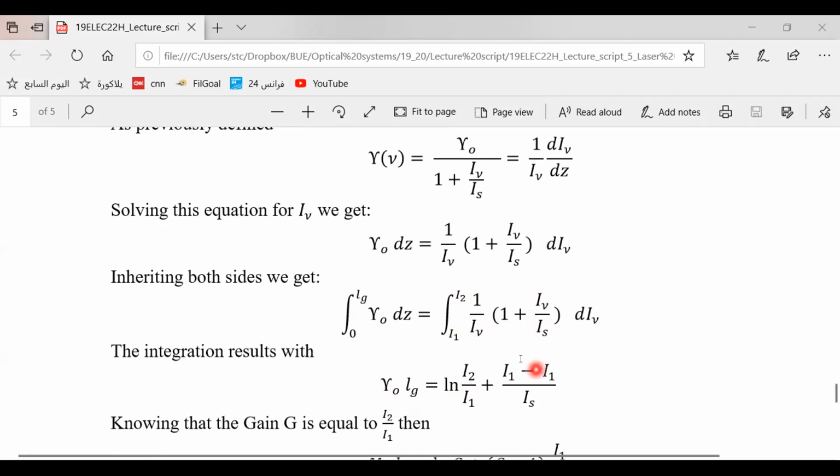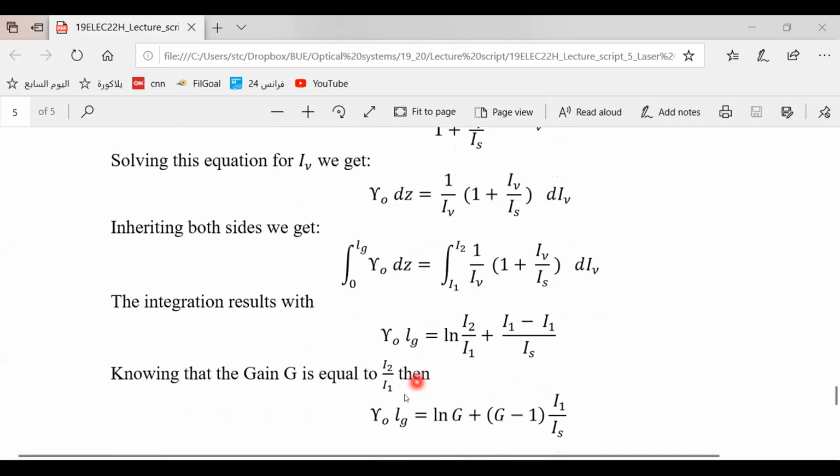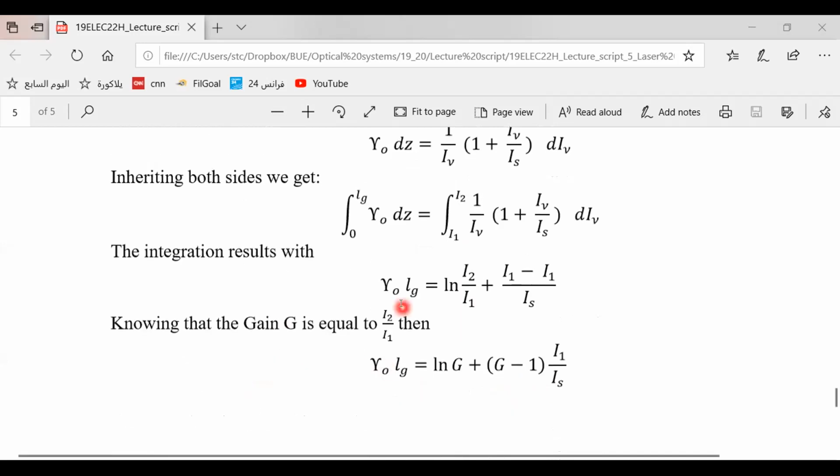Then you will have I, I'm sorry, this is a typing mistake here. So it's I2 minus I1. This is the typo. So I2 minus I1. Okay. Now I1 is the input intensity and I2 is the output intensity. So we can say that I2 over I1 is the gain. Accordingly, we can write the equation: gamma naught Lg equals ln gain plus, here I will take I1 as a common factor, then I will have I1 over IS outside, and then gain minus 1.